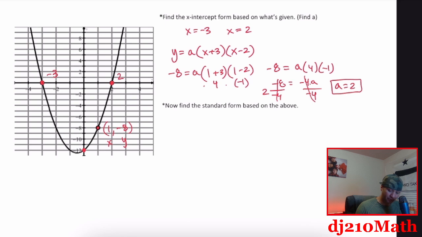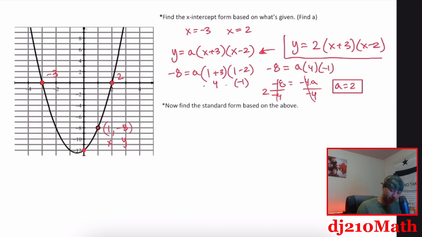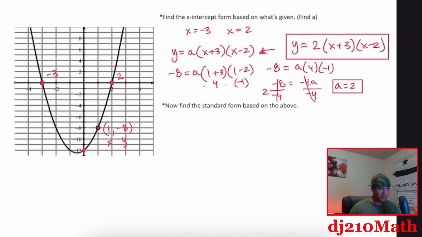All right, this is an important value because now we can plug that back into our intercept form here. So y is equal to a, which is 2, times (x plus 3)(x minus 2). That's our answer. That is the intercept form based on what was given. Now, standard form, let's FOIL that out.